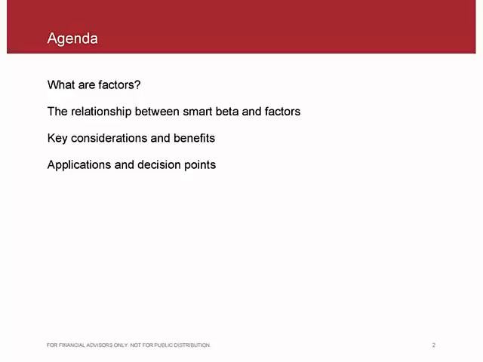So the agenda, we'll talk about the first two, as I mentioned. I'll take the first half. What are factors and the relationship between smart beta and factors? This will be more of the theoretical, big picture, framework type of look at the topic. And then I'll transition over to Doug, who will talk more about some of the practical applications, the key considerations and benefits, the applications and decision points that are important for investors in practice.